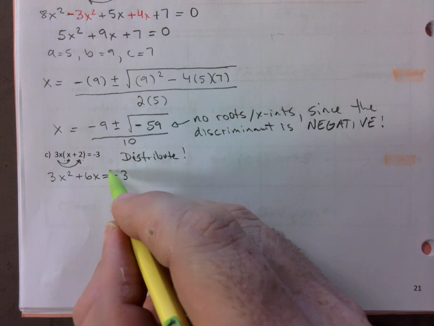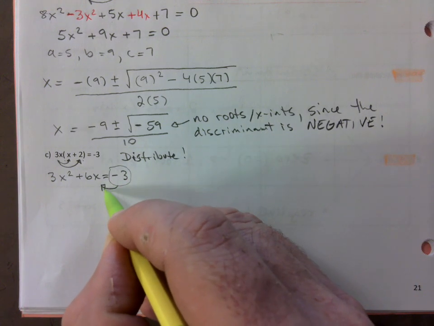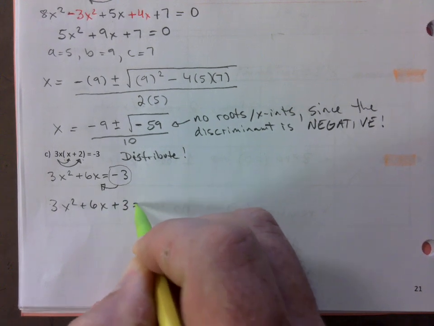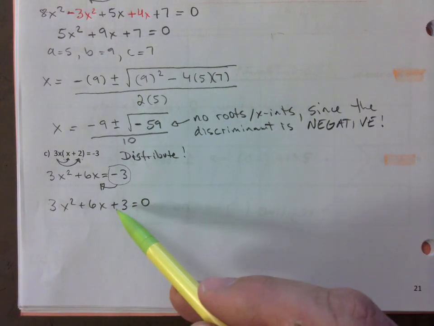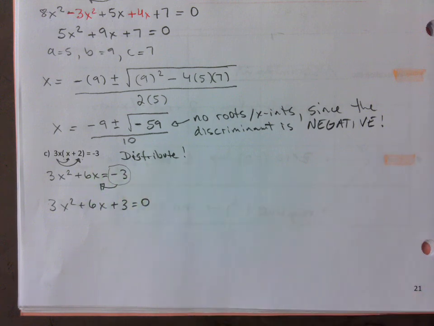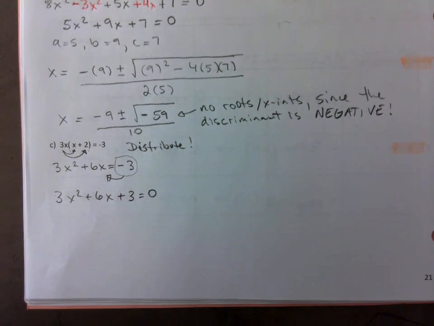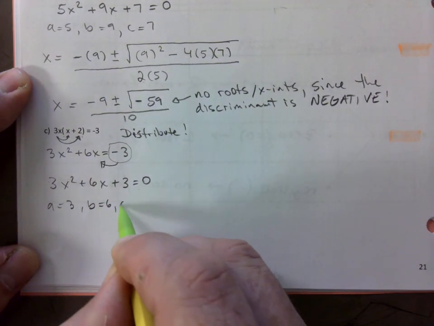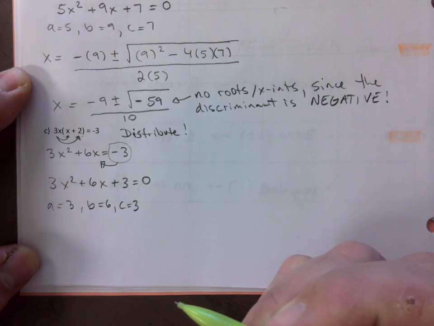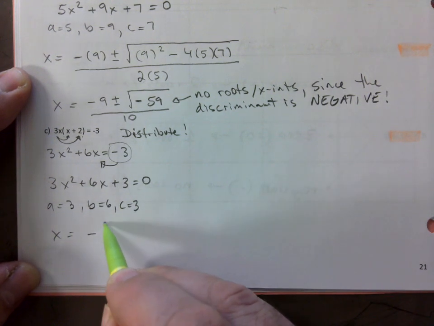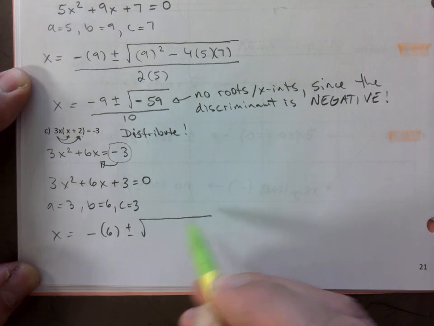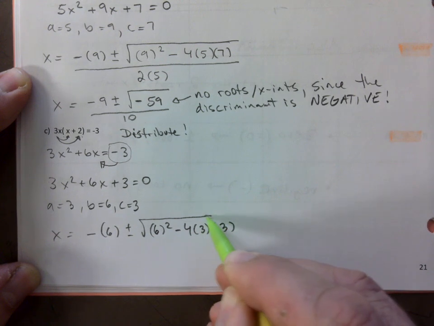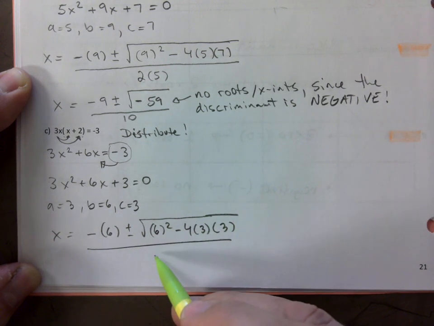And yes, we're going to bring this over to the other side. So it's 3x squared plus 6x plus 3 is equal to 0. Plus 3, because it was negative, comes over positive. Come up with your ABCs. And let's plug in. Negative b plus or minus root b squared minus 4 times a times c, all over 2 times a.